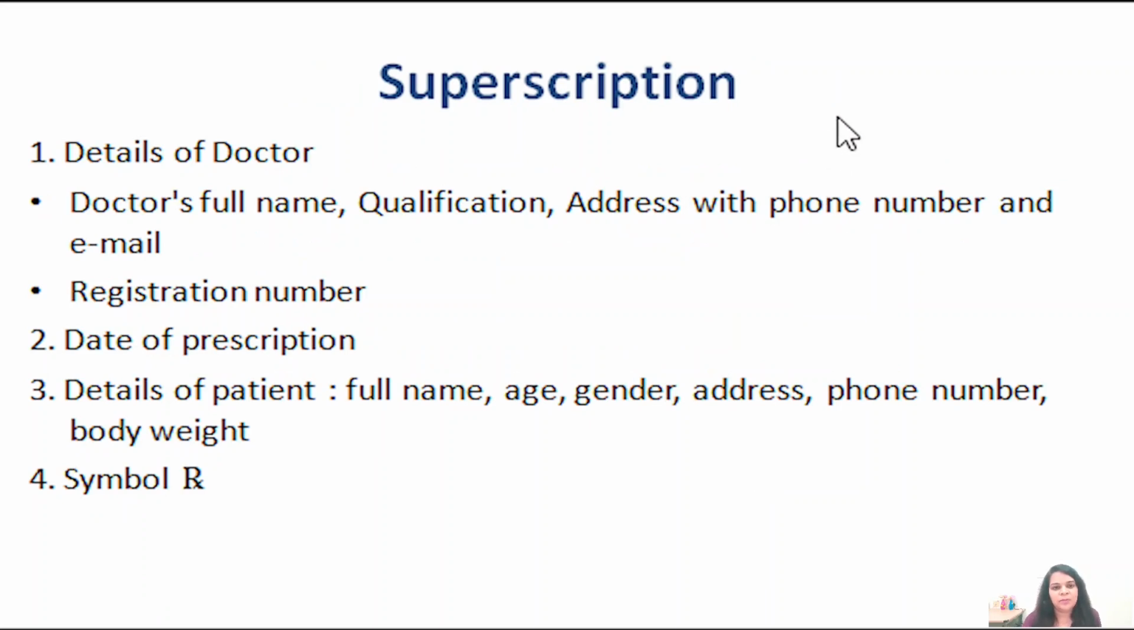Now coming to the superscription, that is the first part of prescription writing. So it includes details of the doctor: doctor's full name, qualification, address with the phone number and email. And along with this, you also have to write the registration number of the physician. The date of the prescription, that is also a must to write. Details of the patient: full name, age, gender, address, phone number, body weight and the symbol treatment. So these are the parts of the superscription.